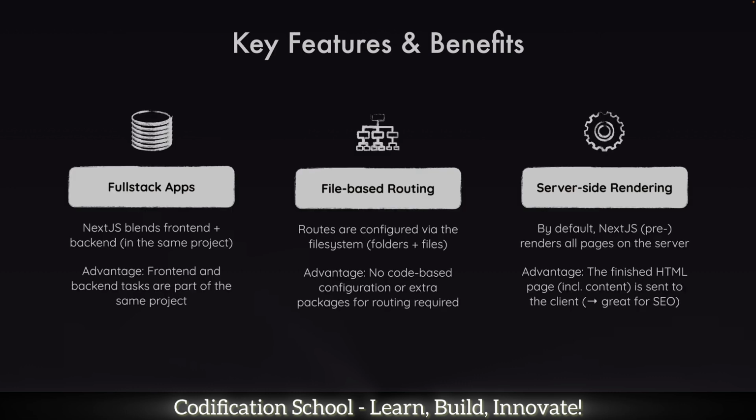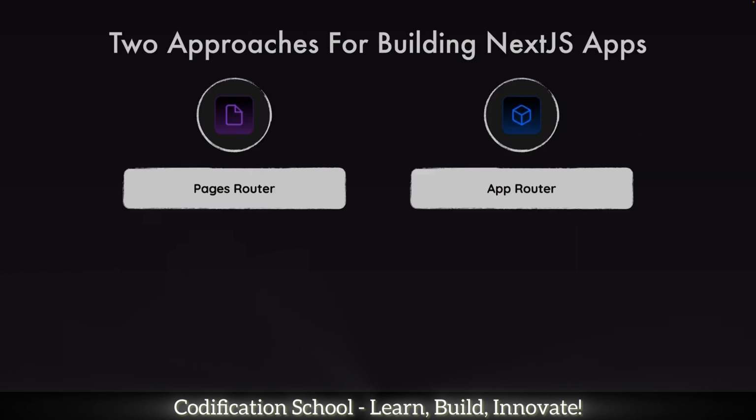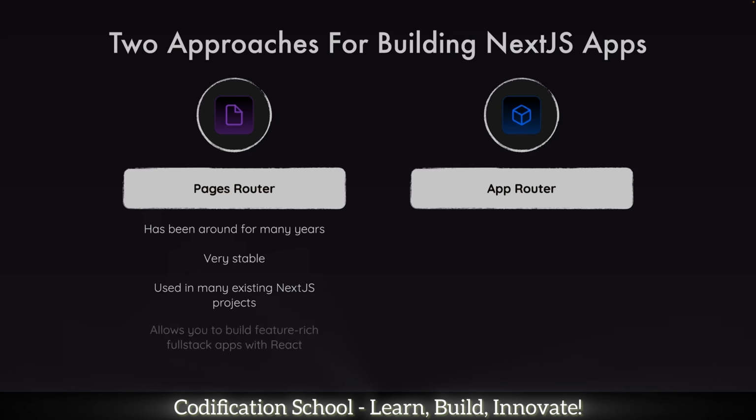Now, no matter which approach you choose, you're building full-stack applications where the pages are rendered on the server and where you use the file system to set up routes. That's always the case. But the Pages Router is the older way of doing that. This approach has been around for many years, and it's a very stable approach. And indeed, I cover it in depth in this course because it's very stable and because it's used in many projects. Now, as mentioned, with the Pages Router, you build feature-rich full-stack apps with React and Next.js. So that's the case with this approach as well.